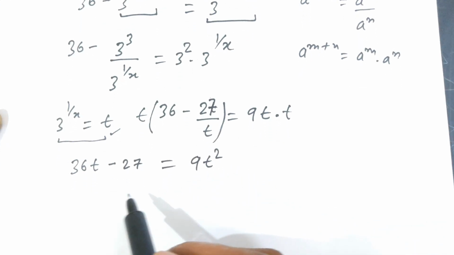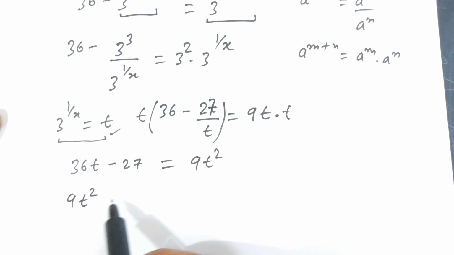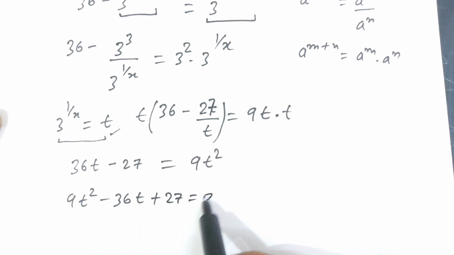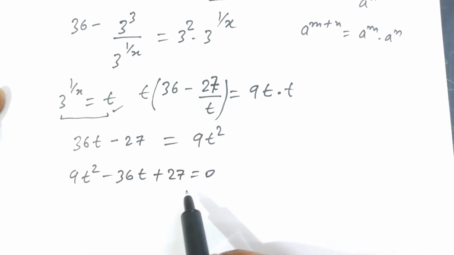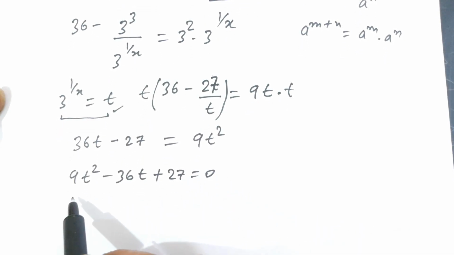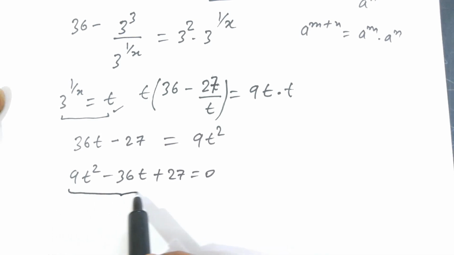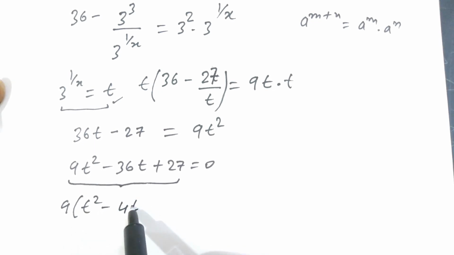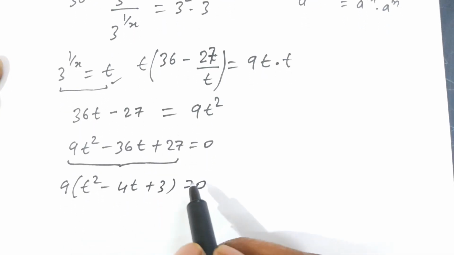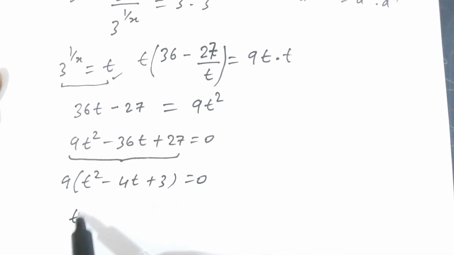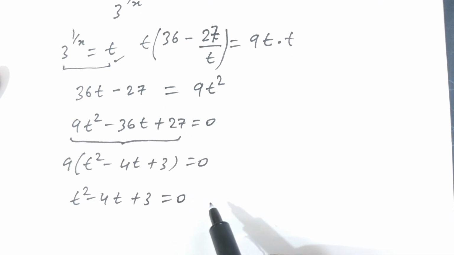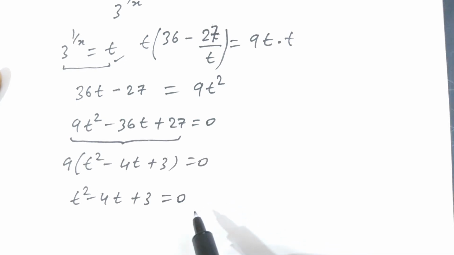If we take all the expression on the same side, then we will get 9 times t square minus 36 times t plus 27, and this is equals to 0. Here 9 is a common factor in left hand side. If we take common 9, then t square minus 4 times t plus 3, and this is equals to 0. This is a quadratic equation in terms of t, so first we will factorize this quadratic equation by using middle term split, and we will find out the value of t.